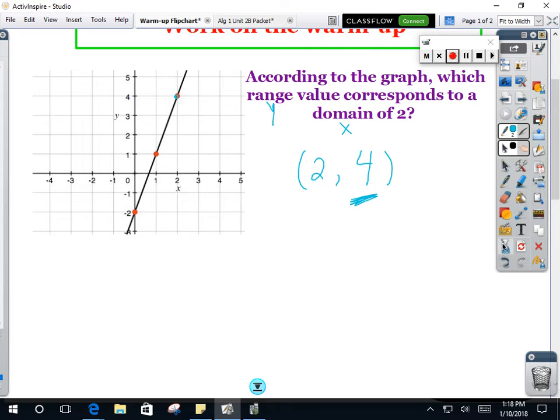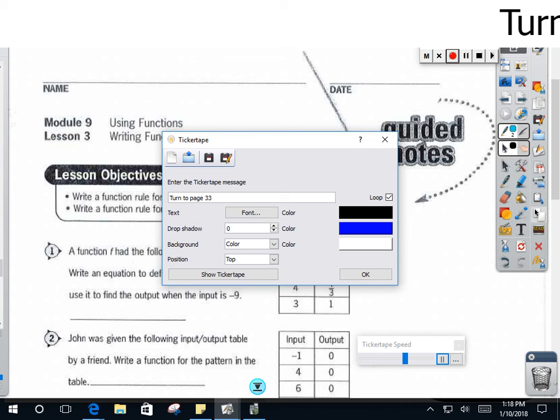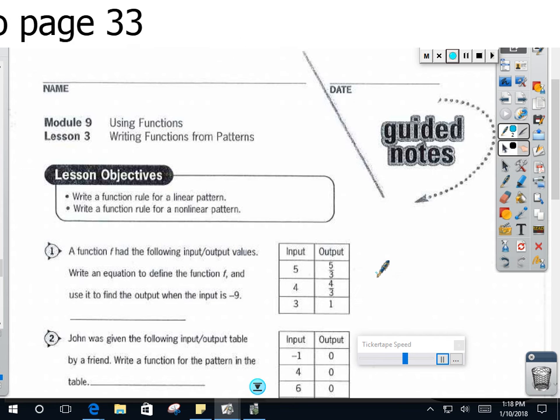All right, now I want you to turn to page 33 in the packet. Okay, turn to page 33.